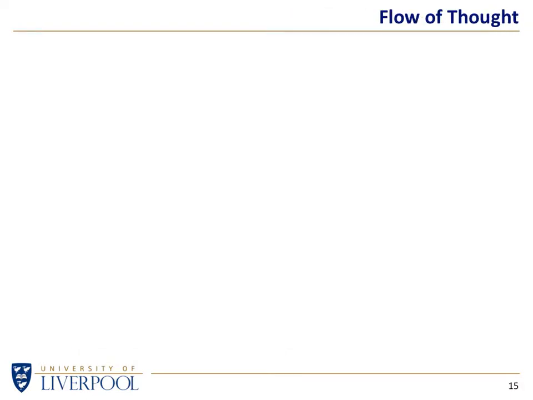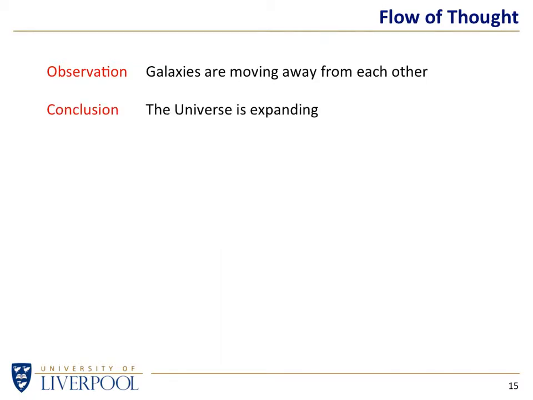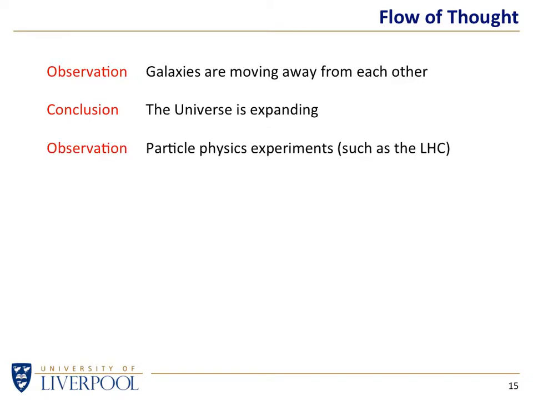So what's the flow of thought that takes us from looking at the universe to try and understand where the universe came from? Well, we have the observation that when we look at the galaxies, especially the more distant galaxies rather than the ones that are right next door to us, they all seem to be moving away from us. So if the galaxies are moving away from each other, we come to the conclusion the universe is expanding. Okay, that's one observation and one conclusion about that observation.